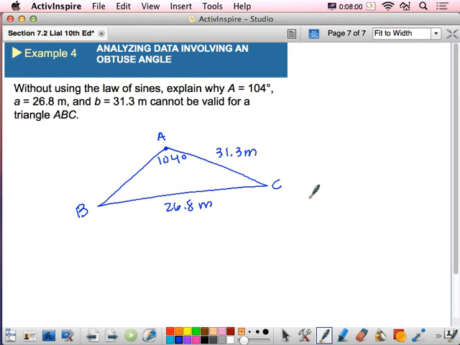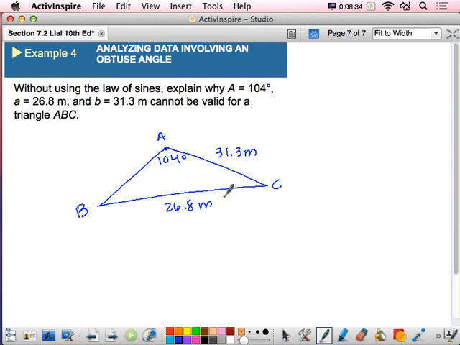In this case, if this angle is 104 degrees, does that have to be the largest angle? Yes. It has to be, because I only have 76 degrees left over to split between these two. So this has to be the largest angle, because it's already obtuse, and you can only have one obtuse angle. That would mean then that this should be the longest side, but this is 31.3. So this triangle could not exist ever.